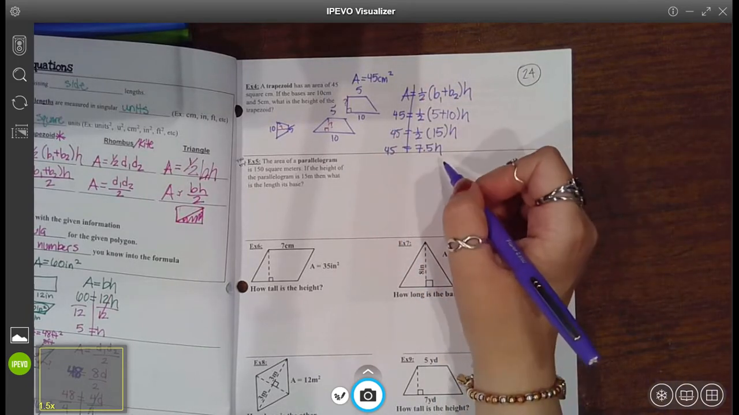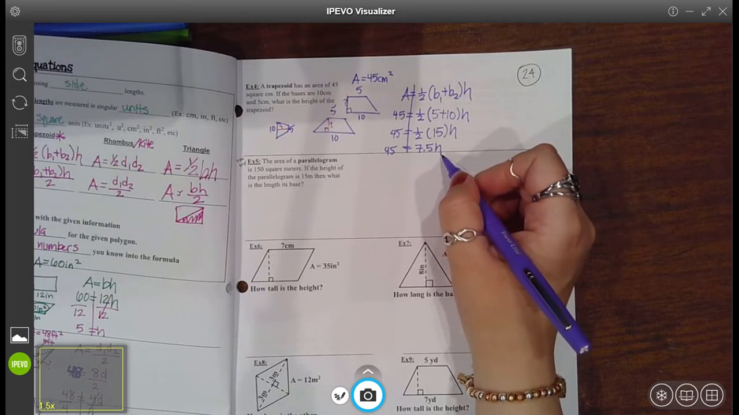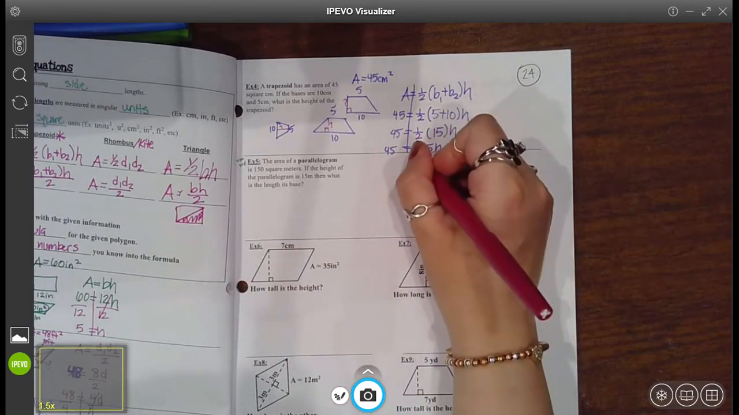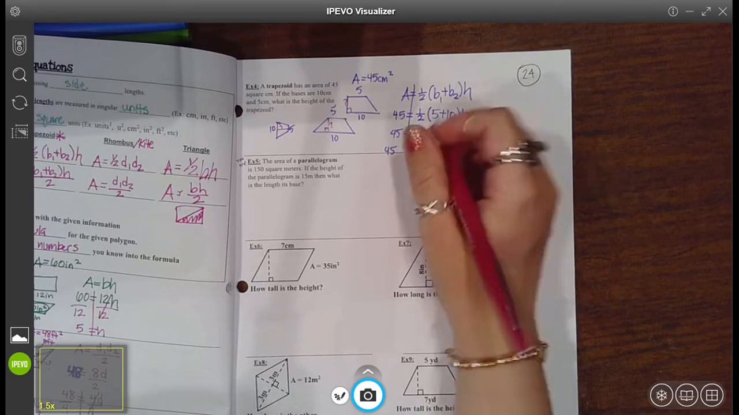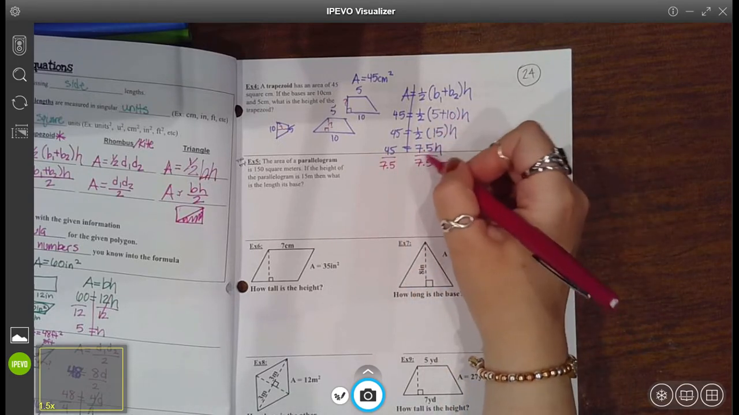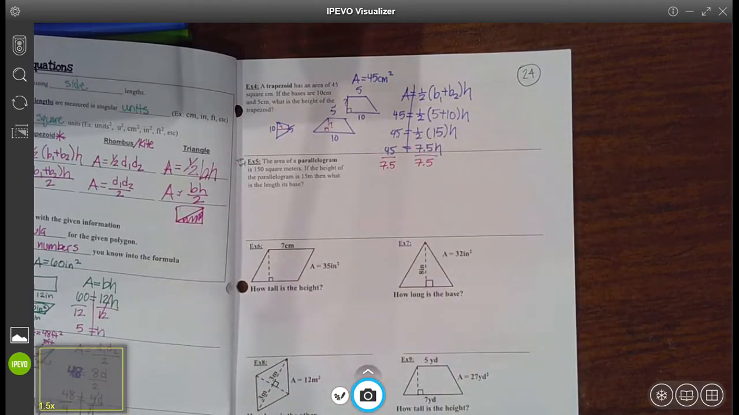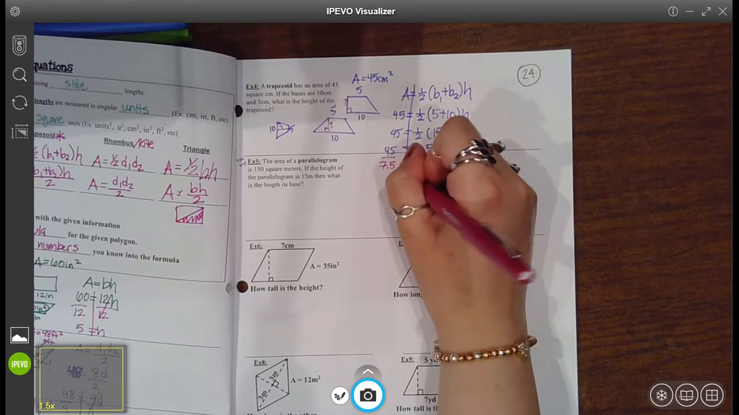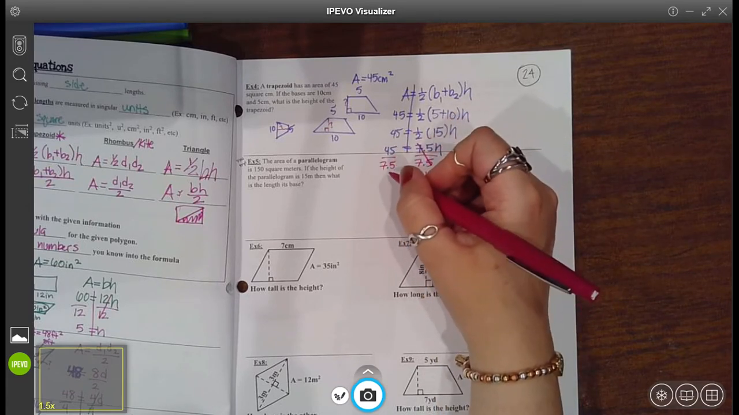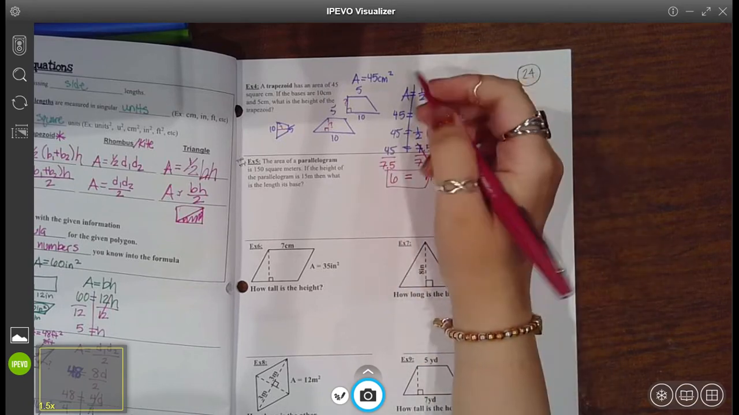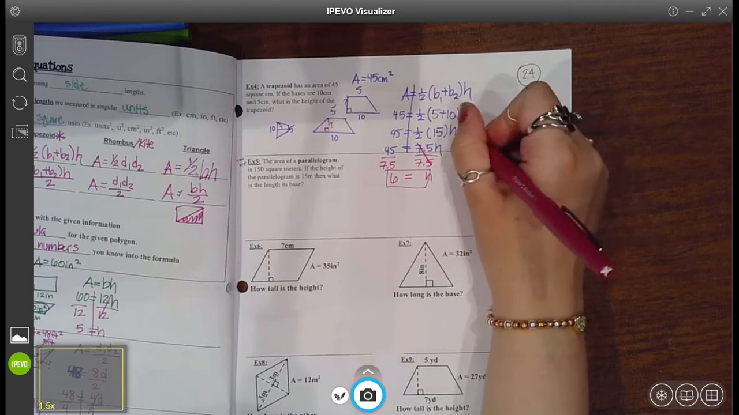And then I almost am close to having h by itself. This is saying 7.5 times h. Well, what's the inverse of multiplying? Dividing. Whatever you do to one side, do to the other. I do this because now I can figure out 7.5 times what is 45. Well, 7.5 divided by 7.5 is 1, so you have 1h equals 45 divided by 7.5, which is 6. So my height is 6, we were talking about centimeters.